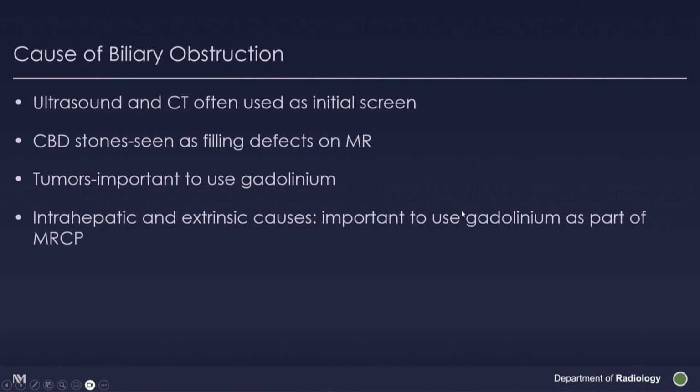For biliary obstruction, we routinely use ultrasound and CT for initial screening, but then we often will use MR, our workhorse, if we're worried about a common duct stone not seen on ultrasound or CT. As I'll illustrate, if you're thinking of a tumor, then obviously it's important to use gadolinium. And also if you're looking for intrahepatic and extrinsic causes of biliary obstruction, then gadolinium can be helpful.